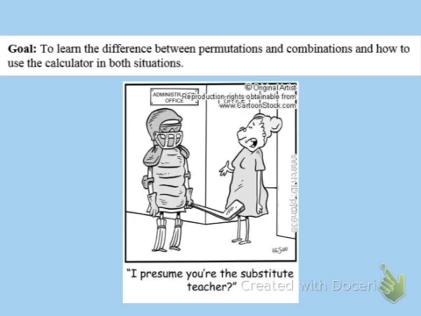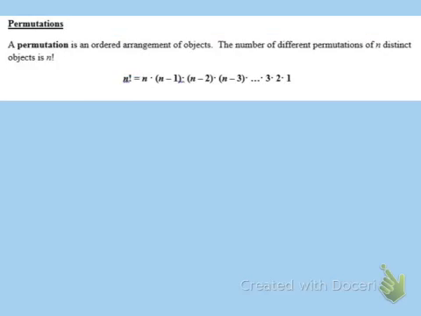Our first vocabulary word today is a permutation. Now a permutation is an ordered arrangement of objects. Again, order matters. Now the number of different permutations of n distinct objects is n factorial. Now this exclamation mark right here is the factorial symbol.